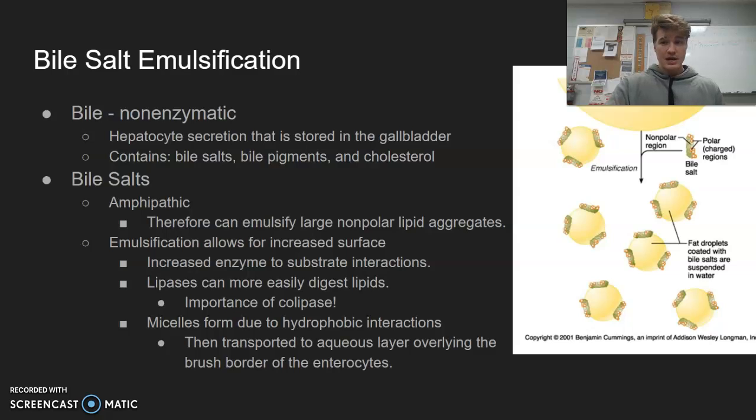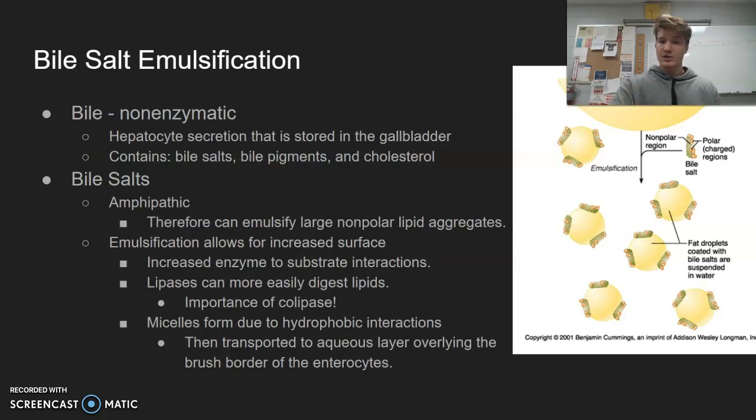Although one important factor that needs to take place in regard to all of this is we need colipase, which is a coenzyme to many lipases, to be present, because it disrupts the interactions between the bile salts and allows the enzymes to get into these emulsifications and allows the breakdown of fats.